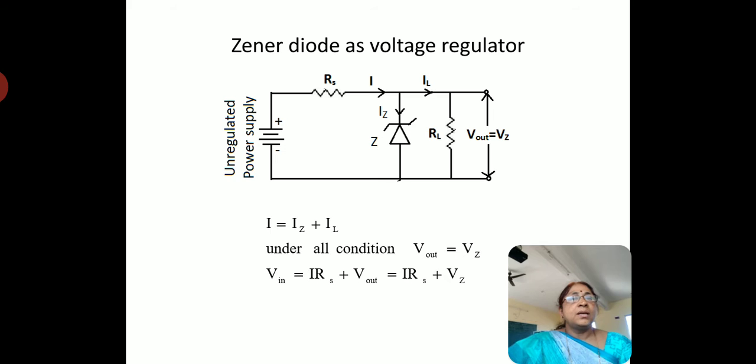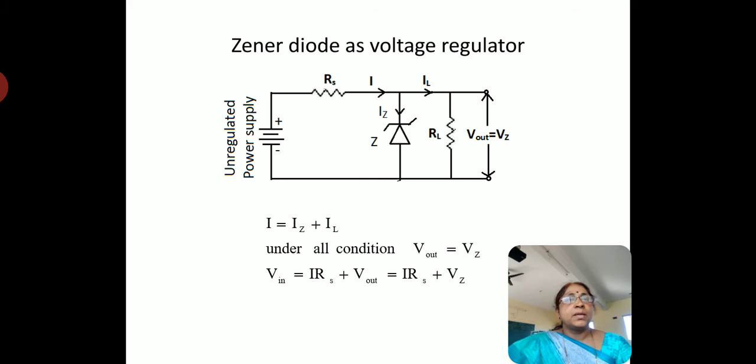We are using the Zener diode as a voltage regulator. Here, to study the voltage regulator, the Zener diode is connected in parallel with the load resistance RL, and both are connected in series with the series resistance RS, which in turn is connected to the unregulated power supply. From the unregulated power supply, the current flows through RS. Let us consider the current is I. It is the main current.